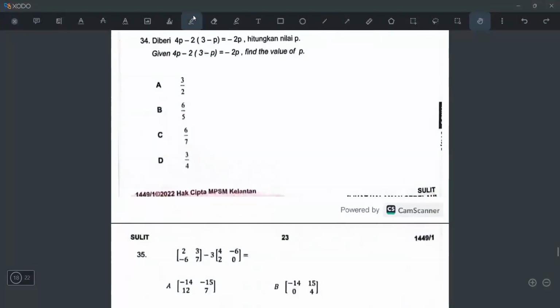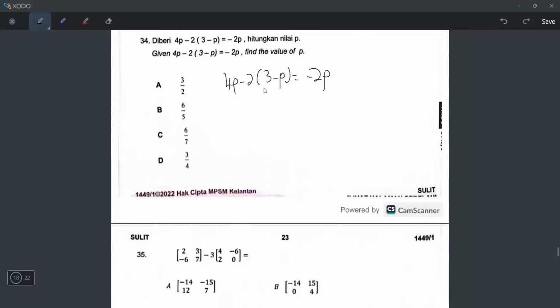That's all. Okay, 34. 4p minus 2 bracket 3 minus p equals to negative 2p. I have to do the bracket first. It means I have to take the negative 2 times inside first. Okay, I cannot do others first, because if there's a times divide, I couldn't buat times divide dulu. So the 4p I leave it, the negative 2p I leave it. Negative 2 times 3 is negative 6. Negative 2 times negative p is positive 2p.